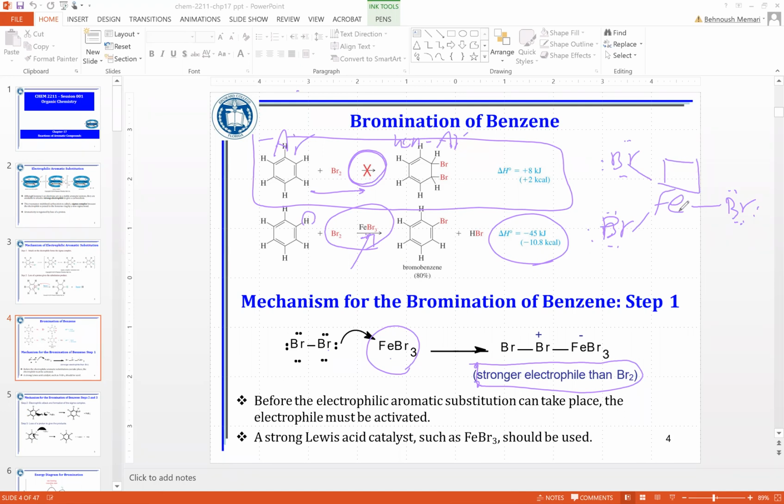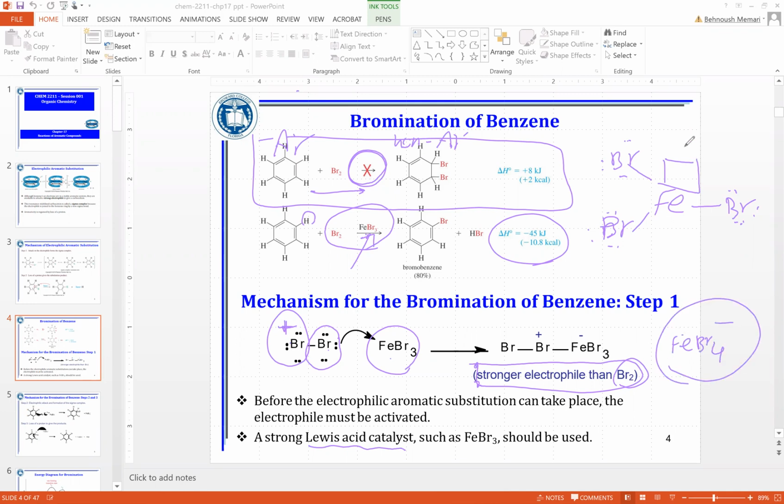It is going to attack this bromine and remove bromine with the pair of electrons. And if you remove bromine with the pair of electrons, the other bromine is going to gain the plus charge. So the other bromine with the plus charge is a strong electrophile, a stronger electrophile than Br2. The Lewis acid that we are using as a catalyst, FeBr3, removes one Br with the pair of electrons, and it changes to FeBr4 minus.